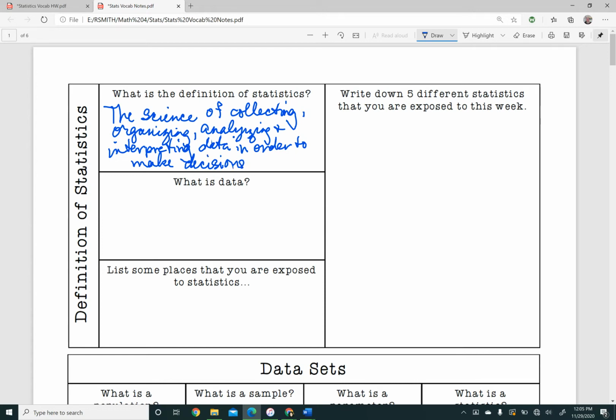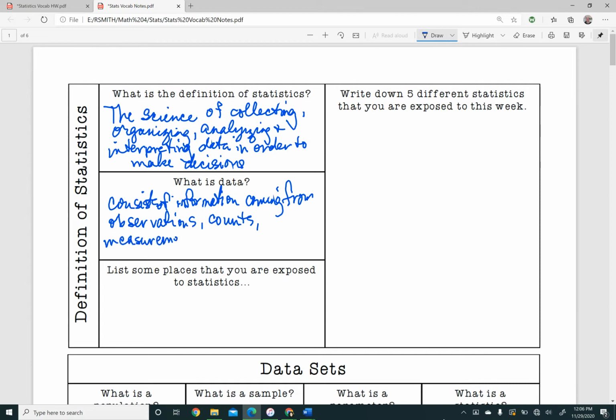And what is data? Data really is just information coming from observations, counts, measurements, or responses. Now, what I want you to do is think about some places that you are exposed to statistics. So, something for you to do, write down 5 different statistics that you are exposed to this week. Okay?